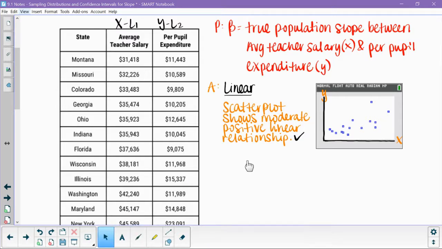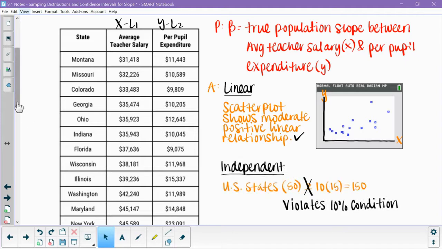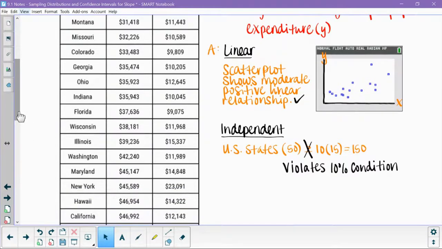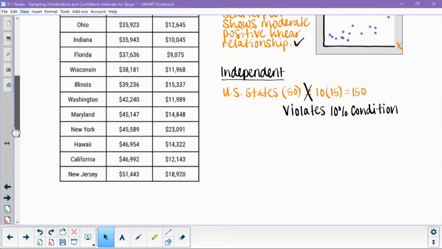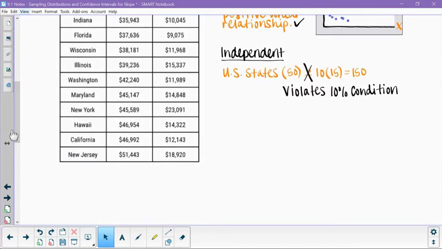The next condition is independent. So that's my 10% condition. Now we run into a little bit of an issue here because I know there's only 50 states and my sample size is 15. If I were to multiply that by 10, I get 150, and 50 is definitely not bigger than 150. So it's going to violate the 10% condition, but I'm going to continue on because on the AP exam, you will never stop for conditions. Make a little note in your conclusion, continue on.